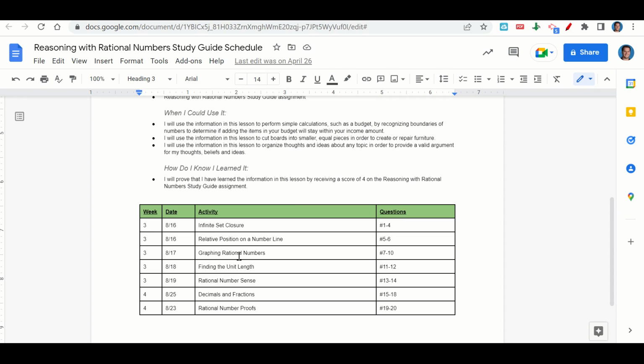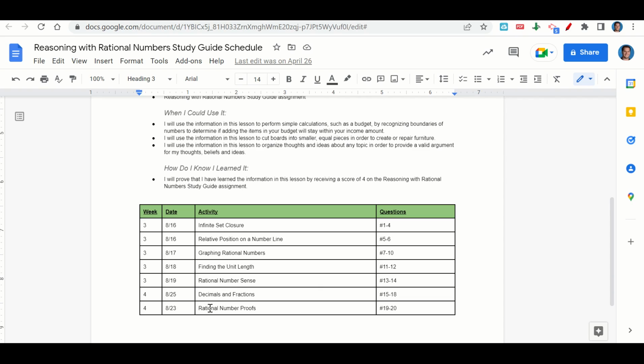On the 17th, you should be able to do the graphing rational numbers, which is 7 through 10. On August 18th, you should be able to do the finding the unit length section, which is 11 and 12. By the 19th, you should be able to do the questions on rational number sets, which is numbers 13 and 14. By the 25th, you should be able to do the decimals and fractions part, which is 15 through 18.